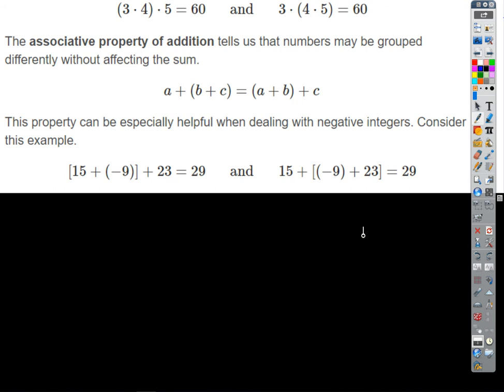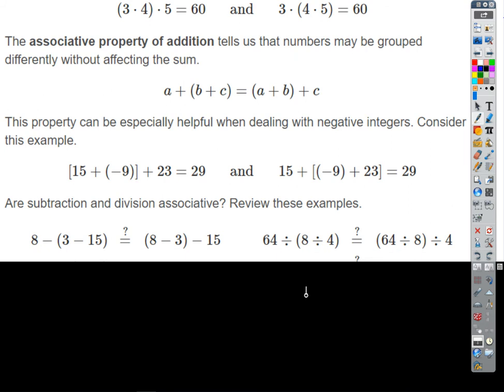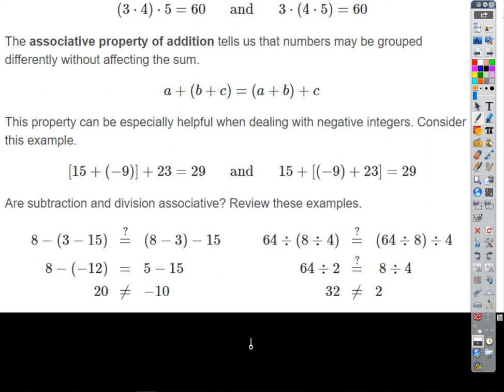Let's try it. So if I've got the numbers 8 minus 3 minus 15. If I group the 3 minus 15, I get 8 minus negative 12. If I subtract a negative, that's adding, right? So I get 20. What if I group the first two together? 8 minus 3 is 5, minus 15 is negative 10, not the same. Right? So once again, it doesn't work for subtraction. Suppose it works for division? No. Pattern you're seeing. None of this stuff works for subtraction or division, only addition and multiplication. All right?